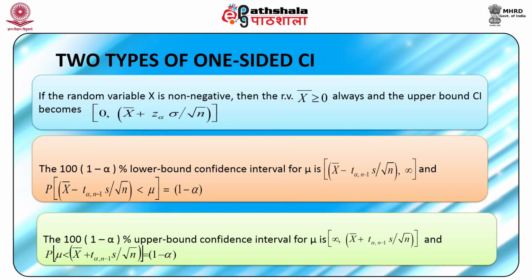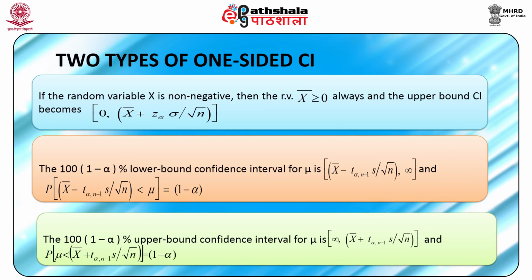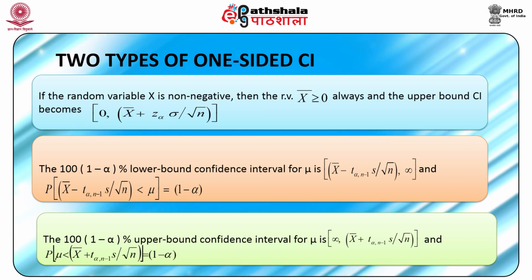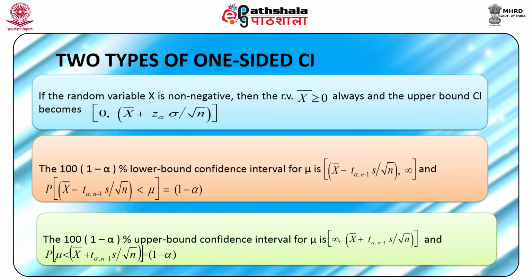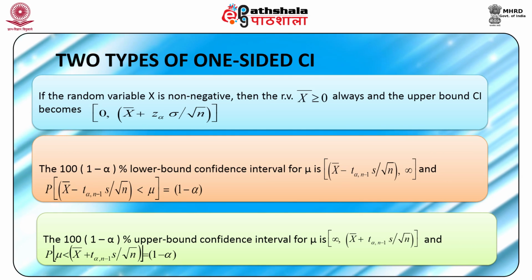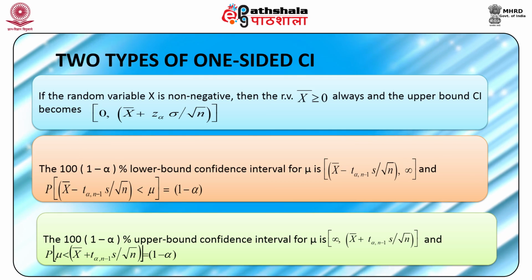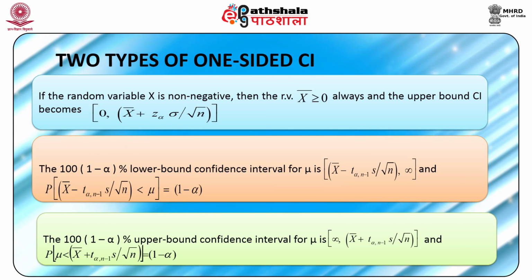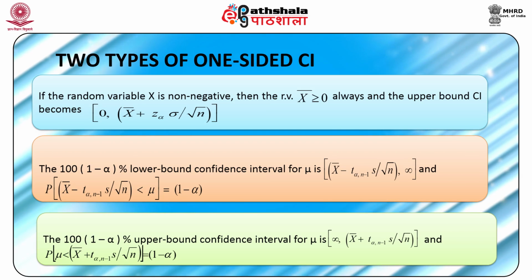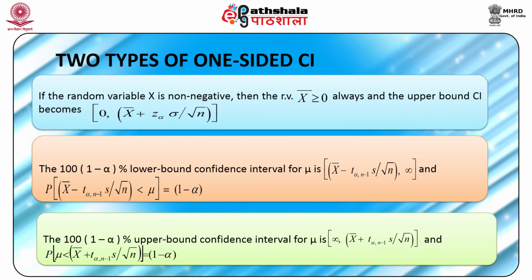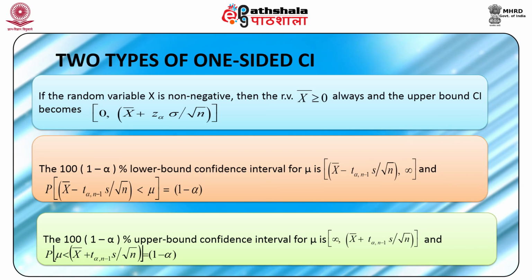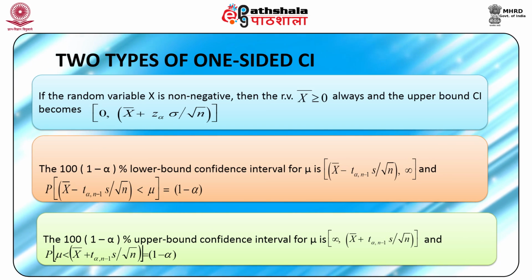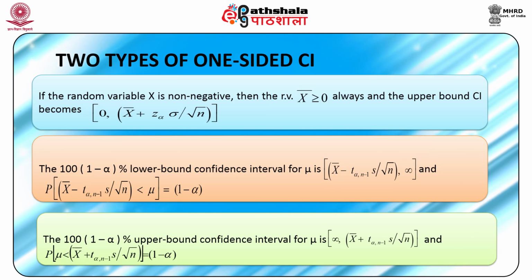Now, depending on the nature of the population, we may actually be able to have close-ended intervals also. For example, if the random variable x is non-negative, then the random variable x bar greater than or equal to 0 always would be true, and the upper bound confidence interval becomes 0 to x bar plus Z alpha into sigma upon root n. In all other cases, we have confidence intervals that are open-ended, as we have only a finite lower limit or a finite upper limit, but not both.